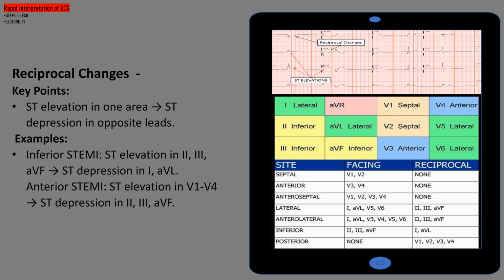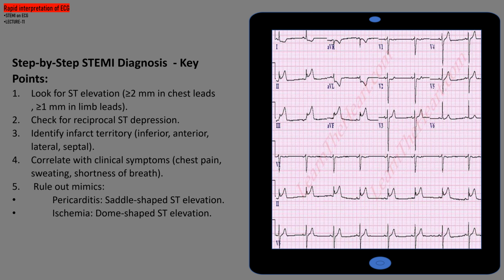For example, in an inferior STEMI, where ST elevation is present in leads 2, 3, and AVF, reciprocal ST depression appears in leads 1 and AVL. In an anterior STEMI, where ST elevation is seen in leads V1 to V4, reciprocal ST depression appears in the inferior leads, which include 2, 3, and AVF. This mirror effect is a key feature of acute ischemia and helps differentiate it from other conditions like pericarditis, which lacks reciprocal changes.